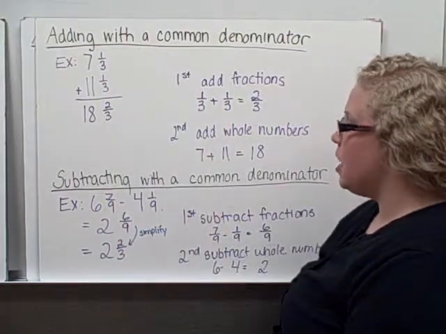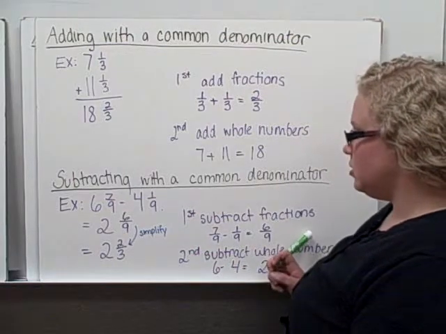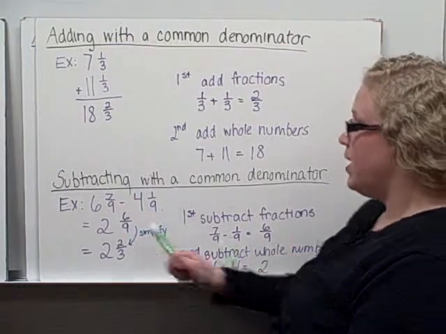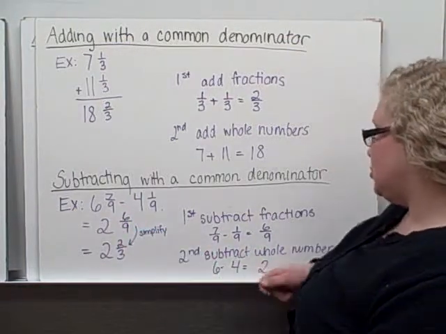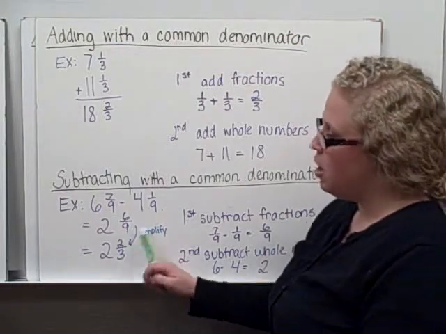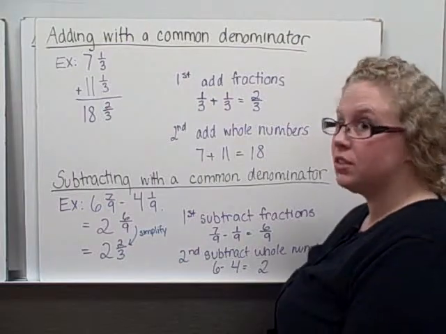When we subtract with a common denominator, we first subtract the fractions. 7/9 minus 1/9 is 6/9, and 6 minus 4 is 2. So 2 and 6/9 is our answer, but 6/9 can simplify to 2/3. So 2 and 2/3 is our simplified answer.